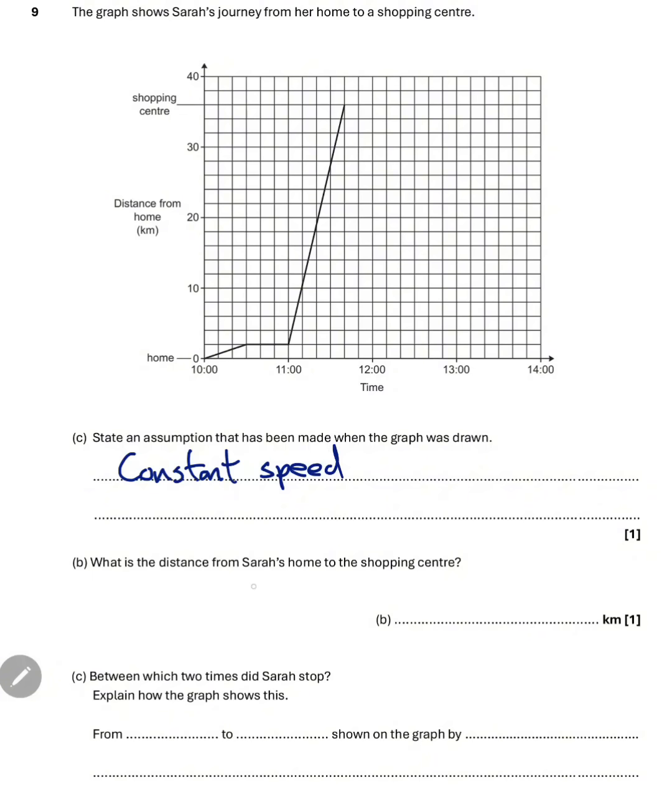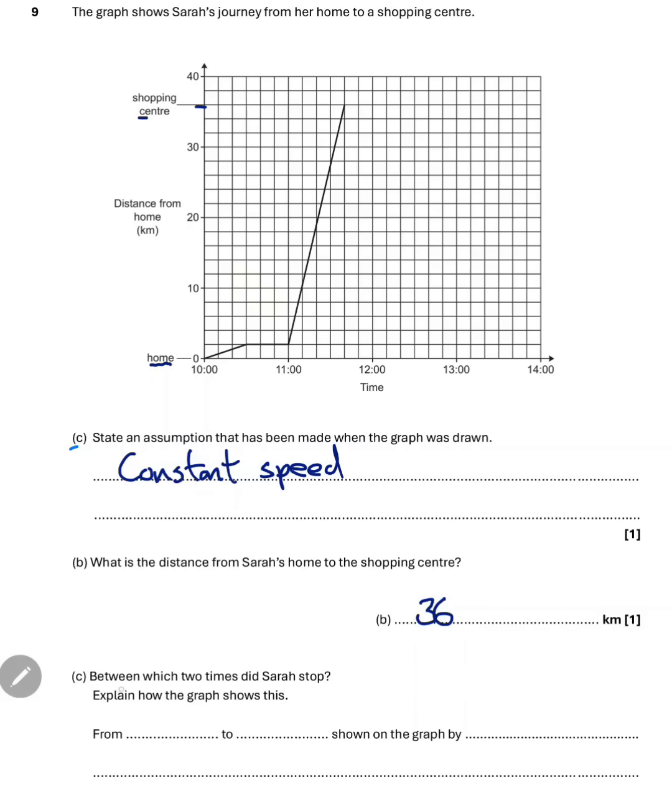Part B says, what is the distance from Sarah's home to the shopping centre? Well, if we start at home on 0 and we go right up here and hit the shopping centre, then we just need to read this measurement there. So we've just got to figure out what the scale's going up in. I think it looks like 2s. Let's just check. 2, 4, 6, 8, 10. Yeah, so this will be 36 kilometres.